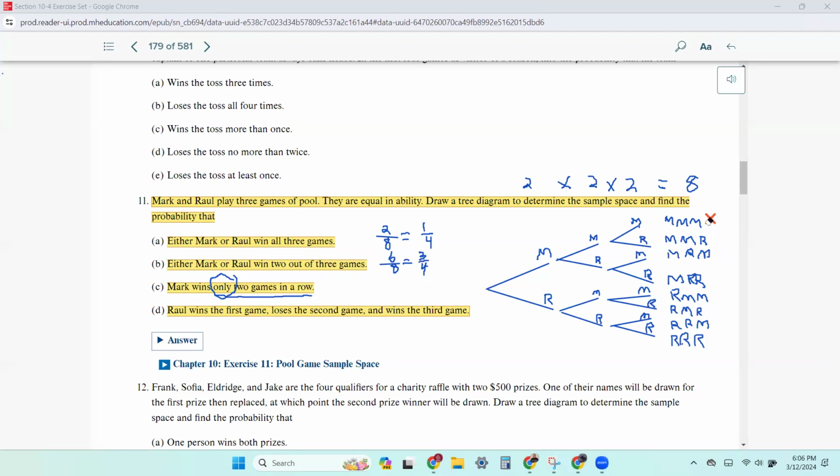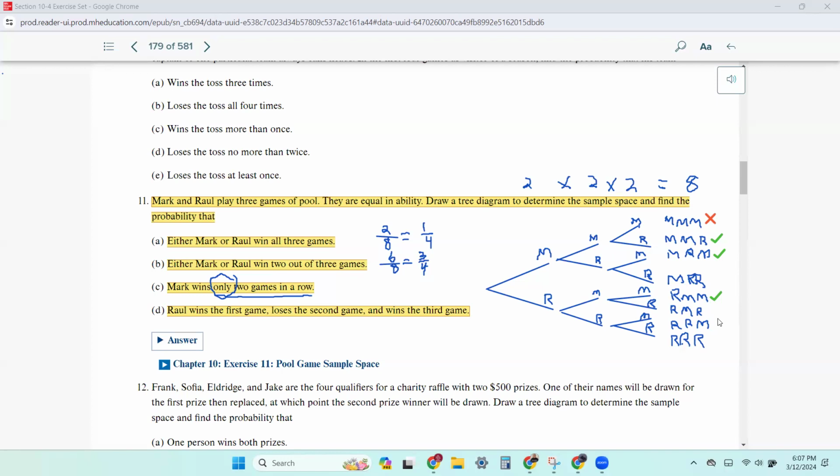So see that one at the top? Mark wins three, but it says only two. So that one's going to stay X'd. Is this one two games for Mark? Yes. That one's two games for Mark. This one's 2/3 for Raul. Here's another 2/3 for Mark.